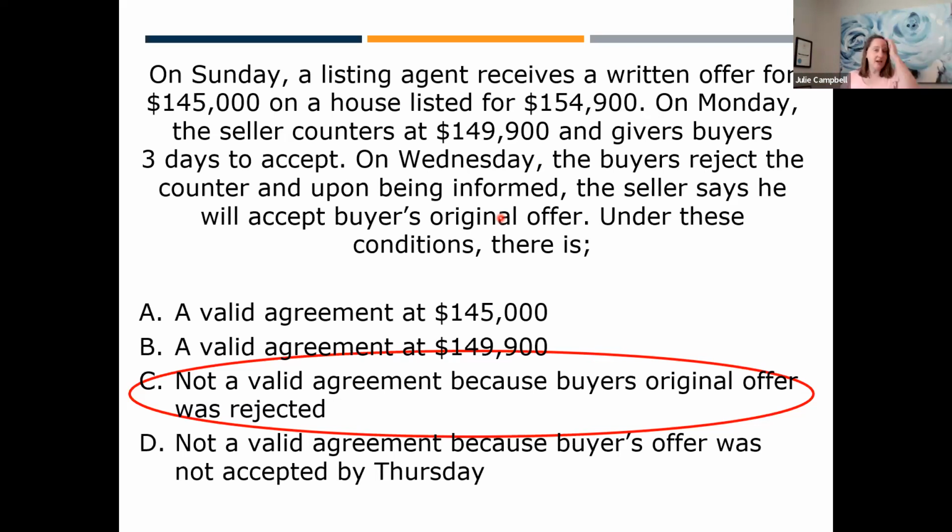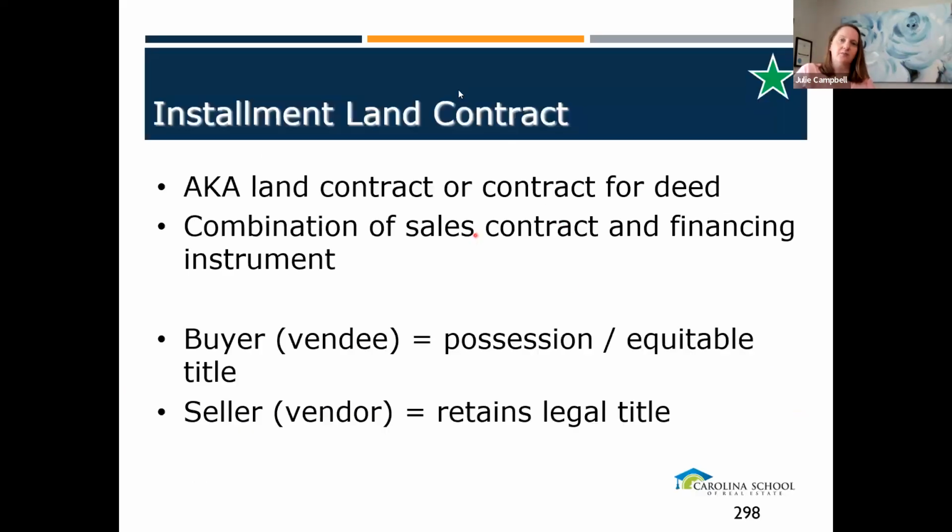I think the best example of an alternative land conveyance might be a rent to own or a 2-year possession to purchase. Those would be examples of some others. Now we have some others that we're going to start looking at on page 298. The first alternative land conveyance method is referred to as the installment land contract.